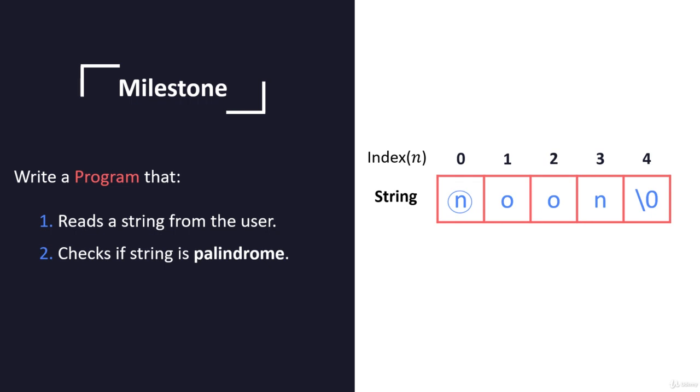There may be a lot of different strings which are palindromes, noon is one of them. But if we take the word, let's say tech, this is our new string, and we read it from right to left or from left to right, we will get different strings. So this means that the word tech is not a palindrome.